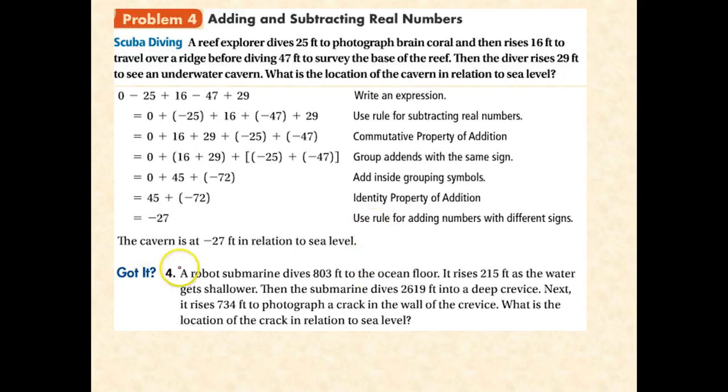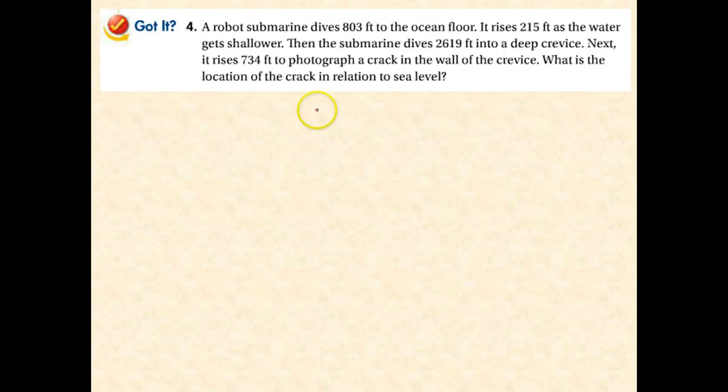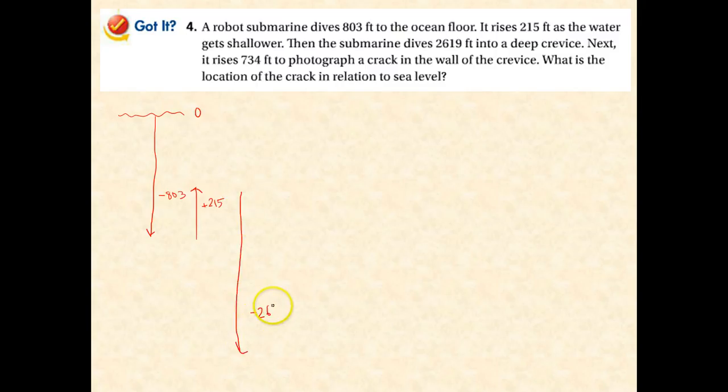Why don't you pause and see if you can figure out number 4? Alright, number 4. A robot submarine, here's the ocean at 0, dives 803 feet. So that's negative 803. It rises 215 feet. Plus 215. As the water gets shallower, then the submarine dives 2,619. So negative 2,619 into a deep crevasse.